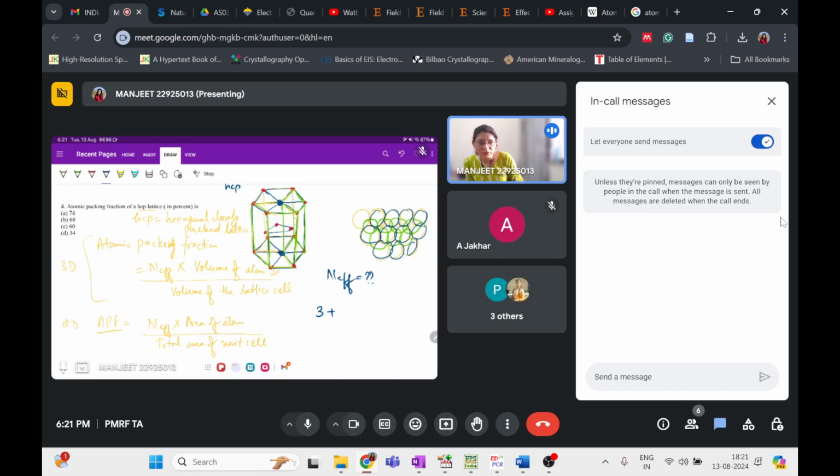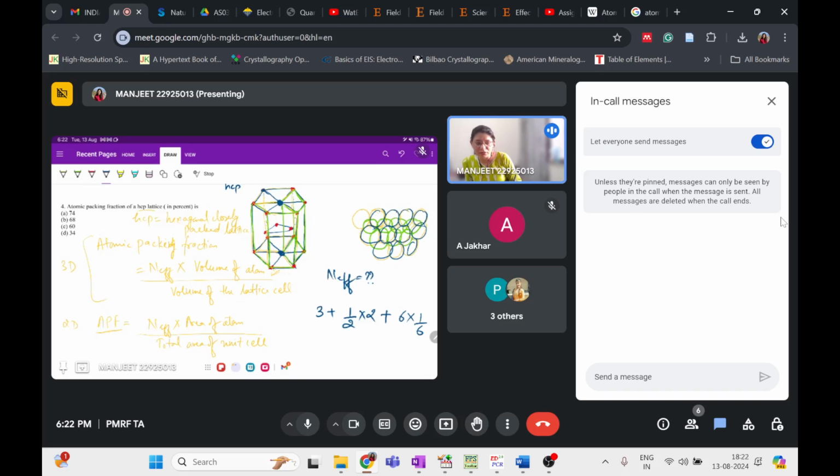So the contribution for this atom will be 1 by 2. And the number of atoms shared by two lattice cells will be 2. So this is 2, plus now I'm considering the corner atoms. These corner atoms are shared with 6 unit cells, or we can say each atom has a contribution of 1 by 6 to this hexagonal one. And these are the 6 at the corner of the hexagonal, so 6 times 1 by 6.